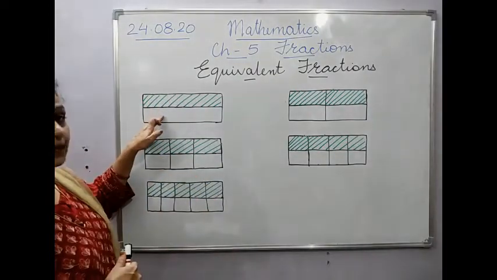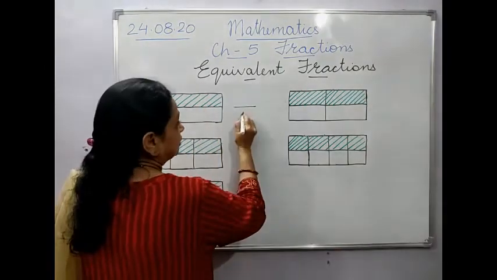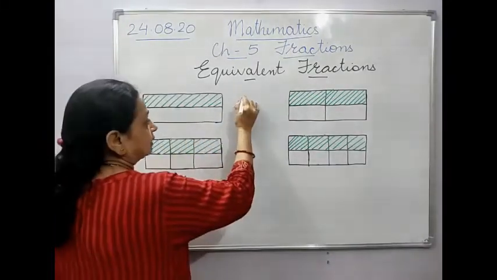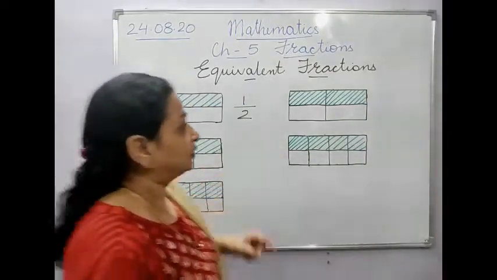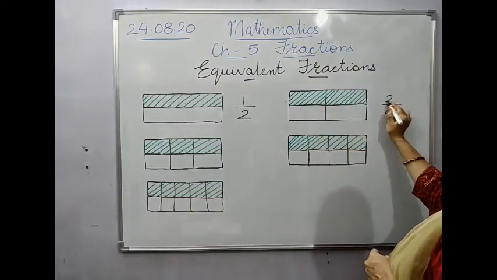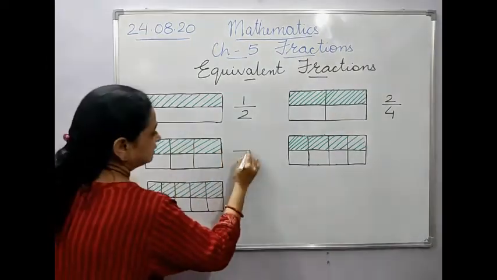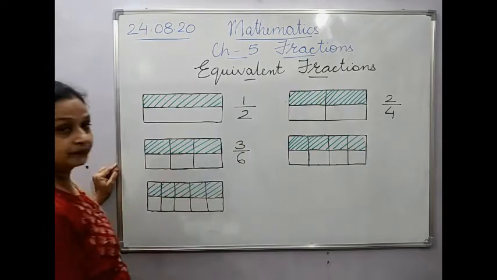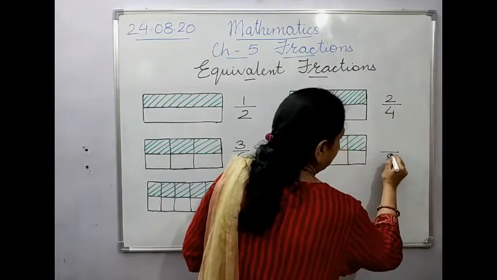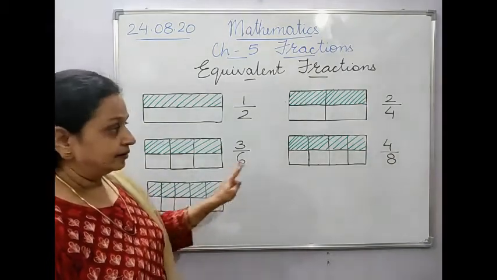Now see here, there are 2 parts, out of which one is shaded. So how will we write the fraction? The total number of parts always comes below the division bar, or the fraction bar, and the number of shaded parts comes over it. For this one, how many parts are there? 4, out of which 2 are shaded. This one has 1, 2, 3, 4, 5, 6 parts, and 3 are shaded. In this, 1, 2, 3, 4, 5, 6, 7, 8. Total parts are 8, out of which 4 are shaded. Are you all getting it?